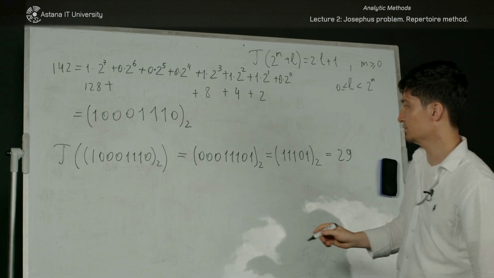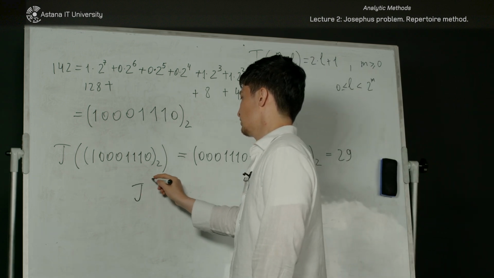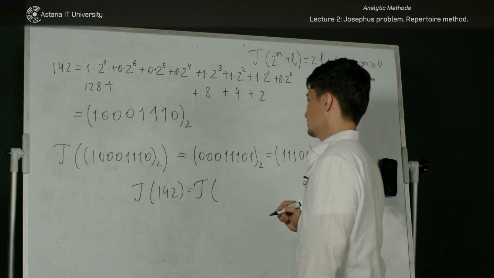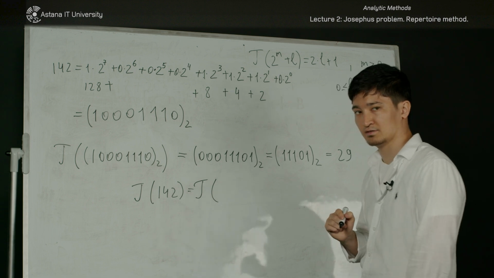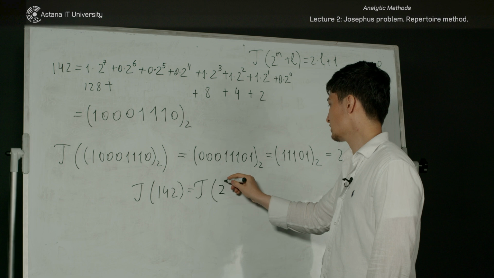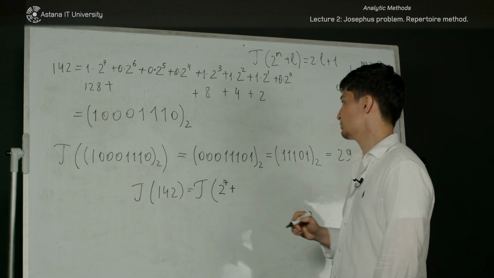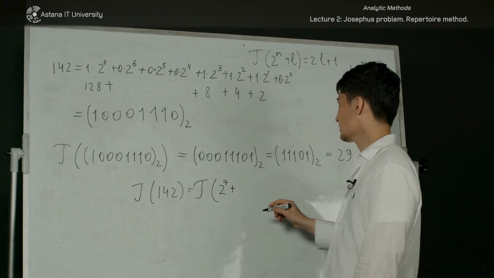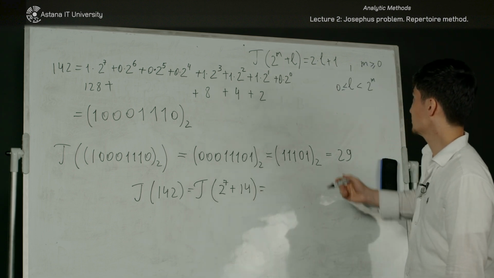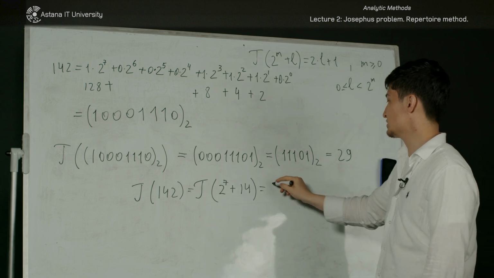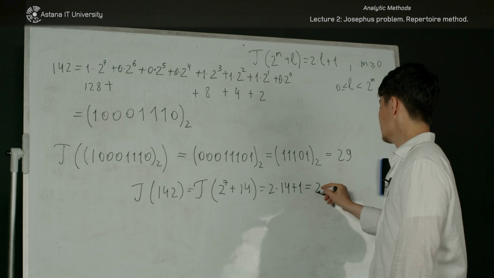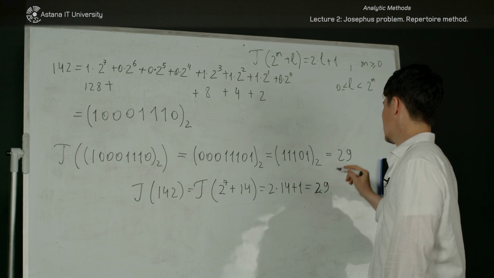And if we check it again, we can see that J of 142, first of all, we're going to write it as 2 to the power of 7 plus 14. And by this formula, this will be equal to 2 times 14 plus 1, which is equal to 29. Exactly what we got.